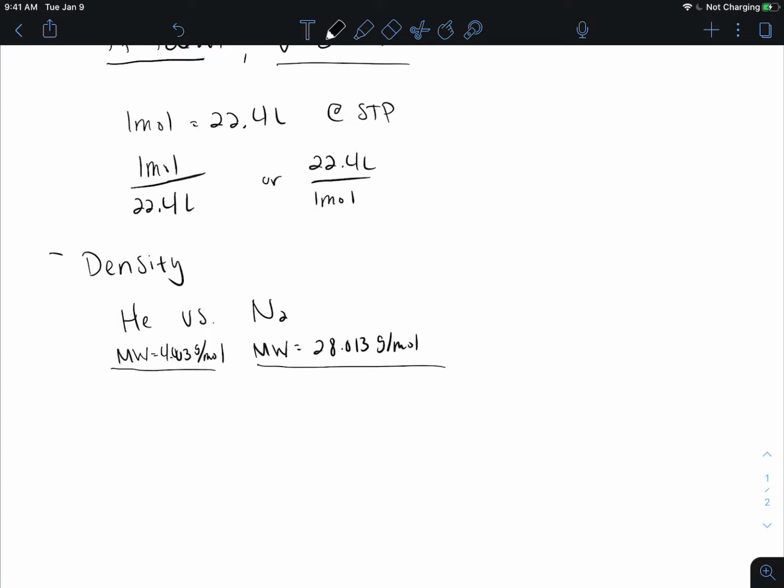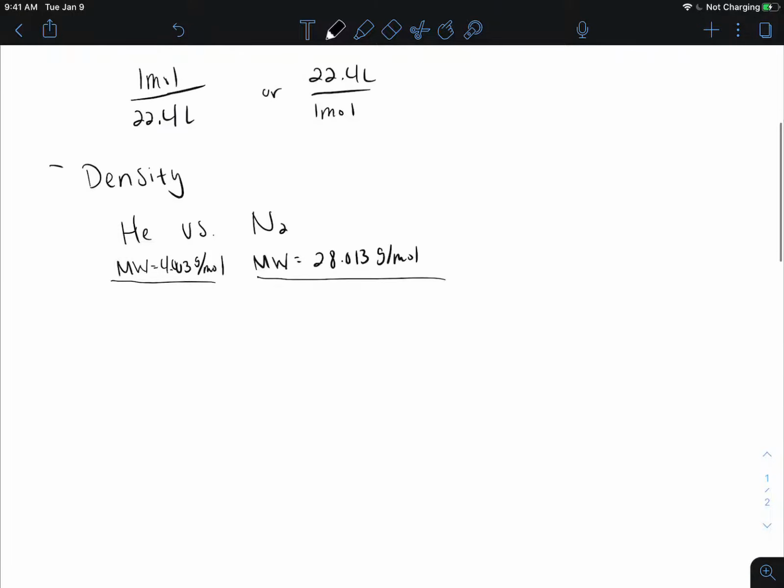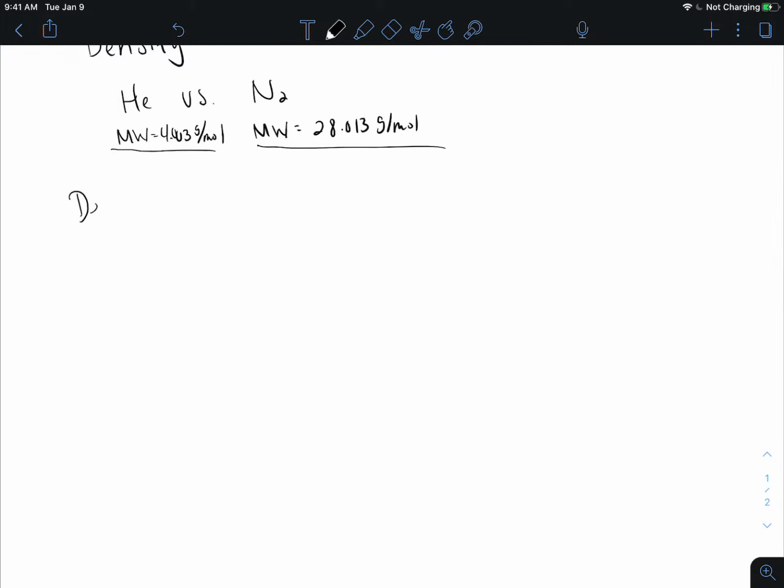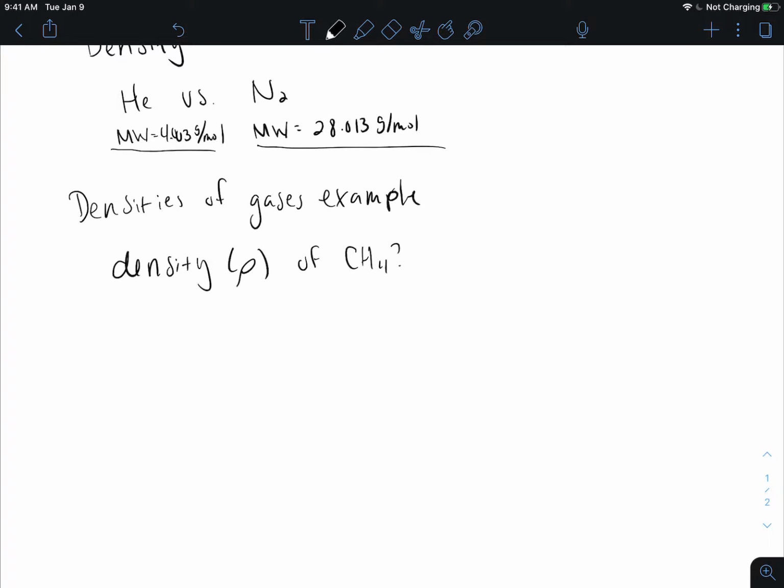Okay, and we can determine our densities pretty easily. Let's go ahead and solve for densities of gases. So let's try one where we're looking for the density of methane. Density we show as rho, that weird funky little p thing. So we want to solve for our density of methane when we have a pressure equal to 910 torr and a temperature equal to 255 Kelvin.